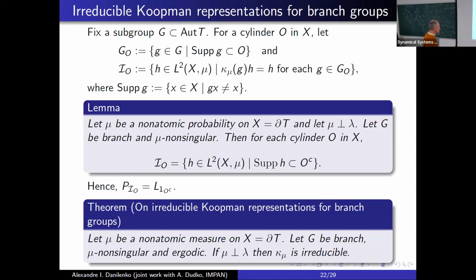And now the theorem on irreducible Koopman representations for branch groups. Let mu be a non-atomic measure on X, and let G be branch, mu non-singular, and ergodic. If mu is orthogonal to lambda, then kappa_mu, the Koopman representation, is irreducible. So this is where being branch is important for irreducibility.